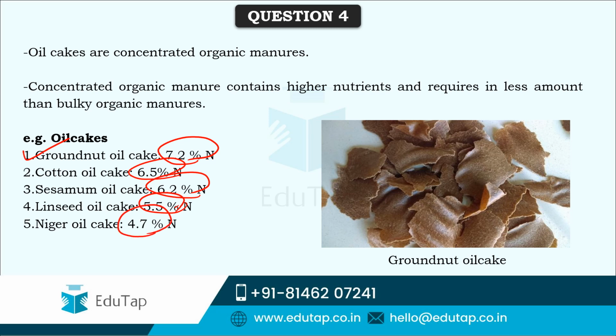4.7%. Because of the root nodules that are present and because of the amount of nitrogen that these leguminous plants can fix, the amount of nitrogen that oil cakes have is obviously more in leguminous plants. So oil cakes are nothing but concentrated organic manures, as you all know, and they contain higher nutrients and are required in less amount than bulky organic manures, hence they are called concentrated. Less in amount they can be used.